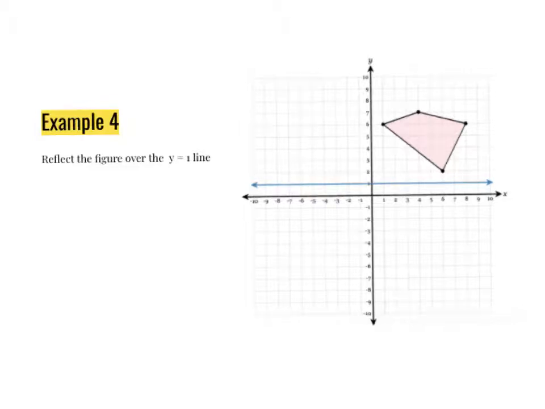There's a figure already graphed for us, and they want us to reflect it over the y equals 1 line, which is graphed there in blue. So again, you can apply your rule, or you can just count. If we take, let's call it point J, it is 1 unit above the y equals 1 line, so it needs to be 1 unit below. So here's J prime. And then you just move around your figure.